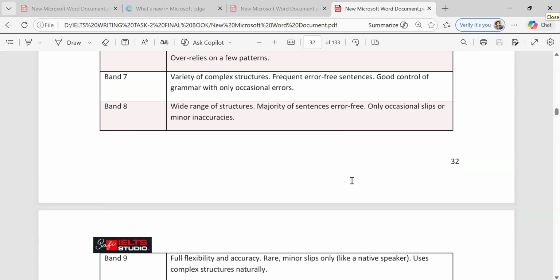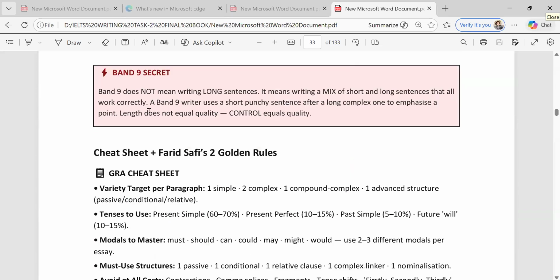So this is the Band 9 secret. Band 9 does not mean writing long sentences. Keep in mind, most of the time people will tell you to write long sentences and you will get a high band. No, that's not the right way. It means writing a mix of short and long sentences, both. Band 9 writers use a short, punchy sentence after a long complex one to emphasize a point. Length does not equal quality. Control equals quality. This is important.